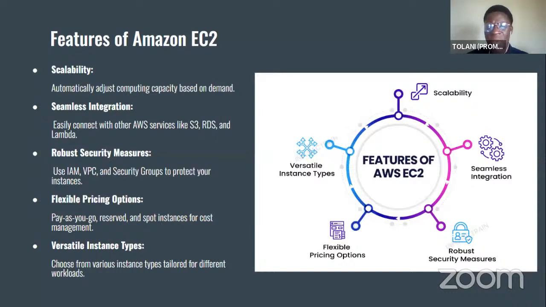So you are not limited. You have that flexibility to choose either instance A or instance B based on which fits the task or the project you are trying to run. So this shows the features of Amazon EC2. You can see the benefits: scalability, seamless integration, robust security measures, flexible price options, versatile instance types.